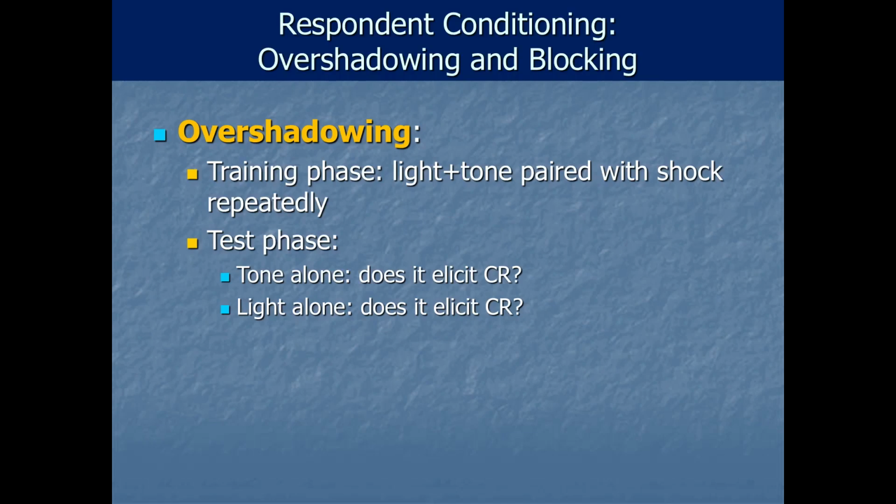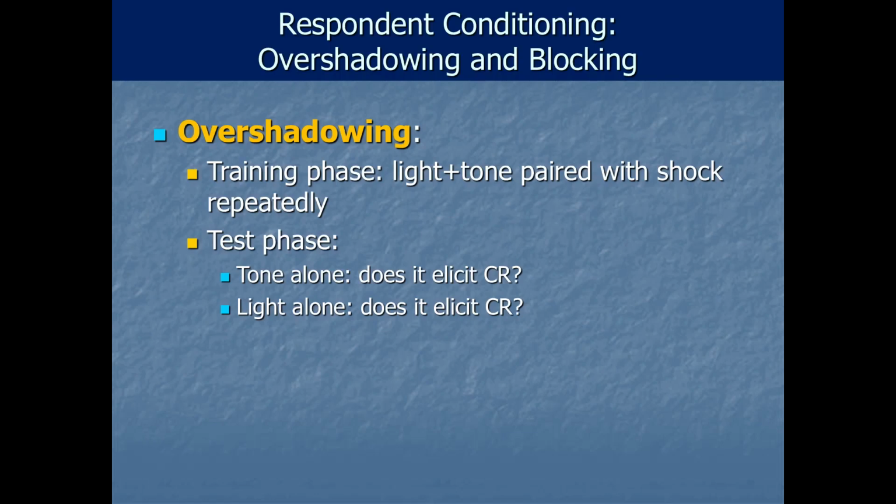So for example, in a laboratory, the most basic procedure to show overshadowing would be to have a training phase where both of those conditioned stimuli get paired with the US repeatedly, like light and tone, both coming on before the shock. Then you do a test phase where you try the tone alone and see how much CR you get, and one where you try the light alone and see how much conditioned response you get from each of those. They're rarely going to elicit the conditioned response equally, despite having the same number of pairings with the US. One usually overshadows the other.